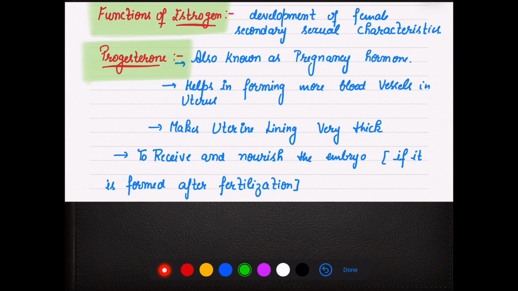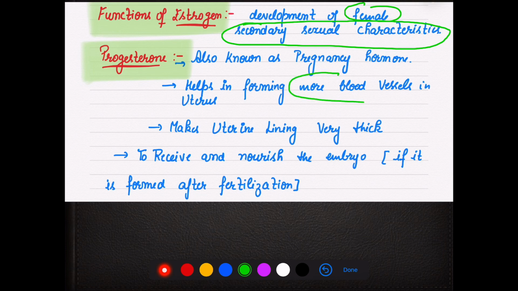So the last thing, we will discuss now the functions of estrogen and progesterone. I told you that development of female secondary sexual characteristic is because of the estrogen. Progesterone, it helps in forming more and more blood vessels. Why uterus now needs more and more blood vessels?